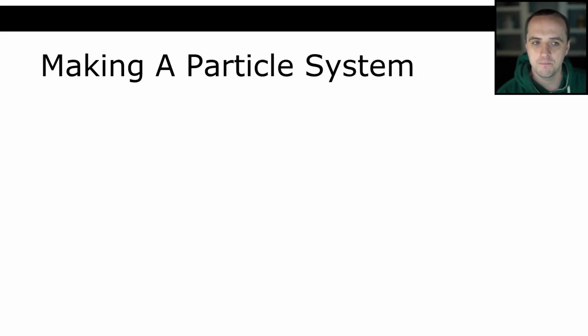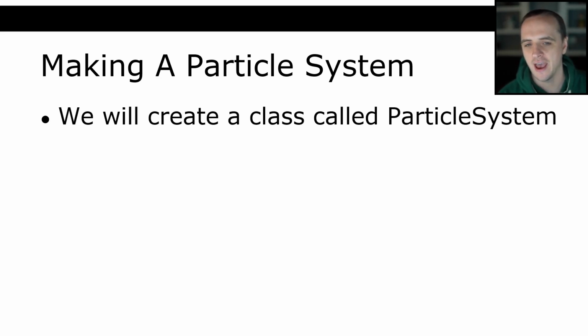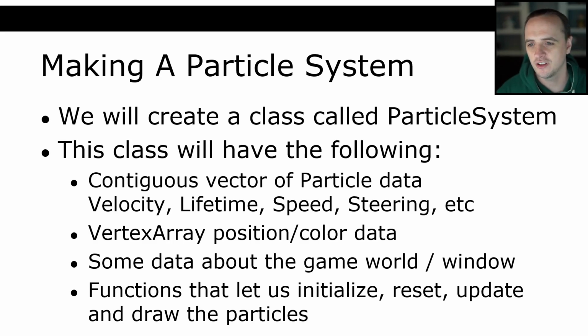So making a particle system for our game, let's do it as simple as possible. I'm going to show you the most basic possible particle system that we could have, and I'm going to create a class called particle system, and everything will be in there, okay? So this class is going to have the following. It's going to have a contiguous vector of particle data. So the particles may have like velocity, lifetime, speed, steering, whatever they need to have. We're going to have a vertex array of position and color data.